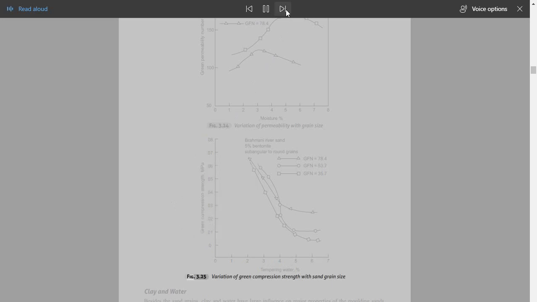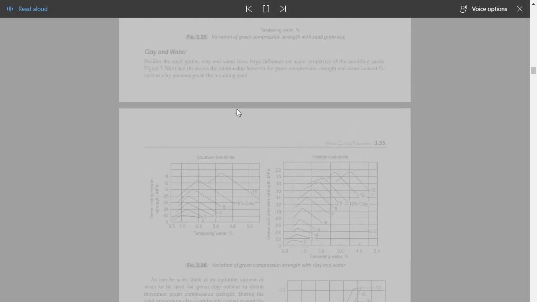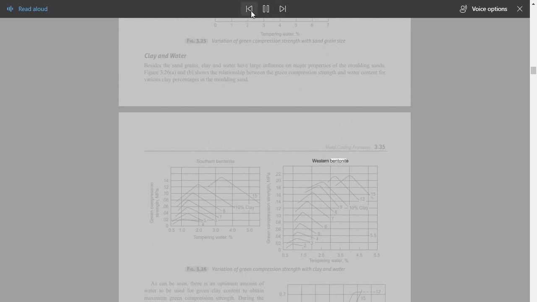Fig. 3.25 Variation of green compression strength with sand grain size, clay and water. Besides the sand grains, clay and water have a large influence on major properties of the molding sands. Figure 3.26 A and B shows the relationship between the green compression strength and water content for various clay percentages in the molding sand.